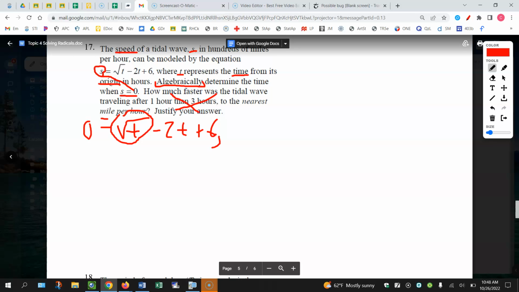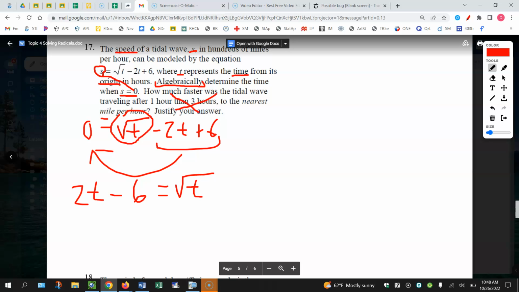So what we need to do is move these two terms to the left side of the equation. So inverse operations, I'm going to add 2t and subtract 6. So you're going to have 2 times t minus 6 is equal to the square root of t.